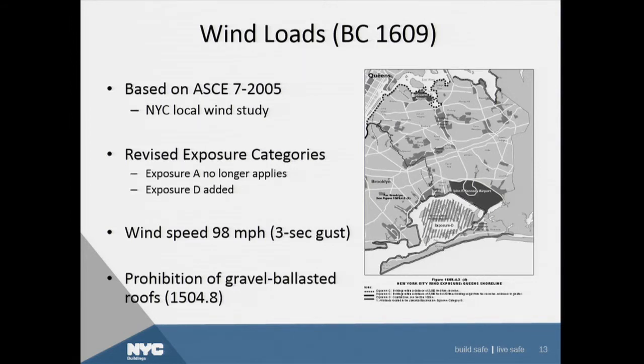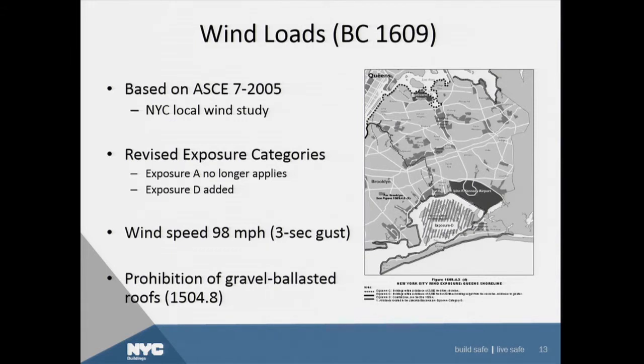We are based on ASCE 7-05 with a local New York City wind study to get our specific wind speed. We've maintained the 98 mile per hour design wind load based on a 3-second gust value, but we have revised exposure categories and maps that go along with them so that you can identify what your exposure category is depending on the area. These exposure categories are primarily based on your proximity to the coastline.